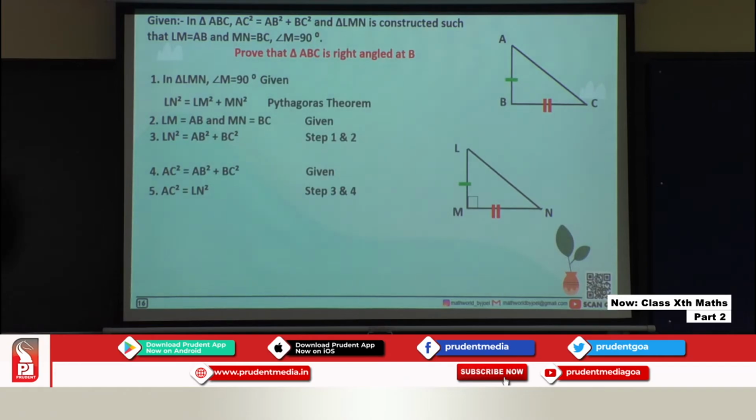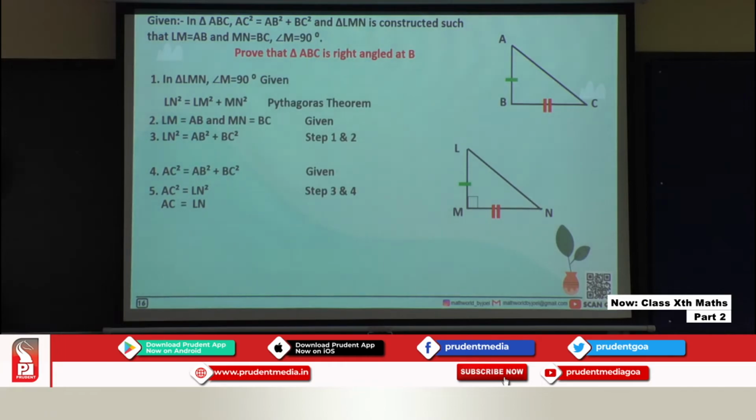Now, if the square of one side is equal to the square of the other side, then the side itself should be equal. Because if you take the root on both sides, it is of the same number, right? So, for example, if AC square was 25, then LN square also will be 25. So, taking a root will be 5 equal to 5, right? So, in step number 6, I can say AC is equal to LN.